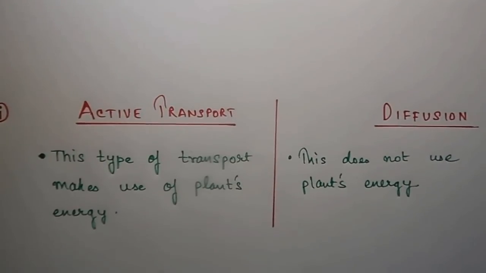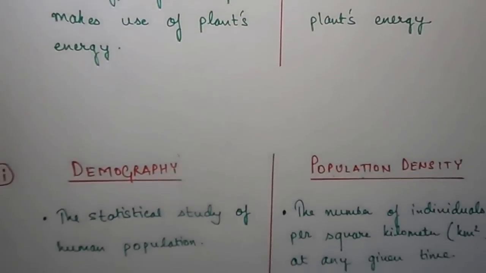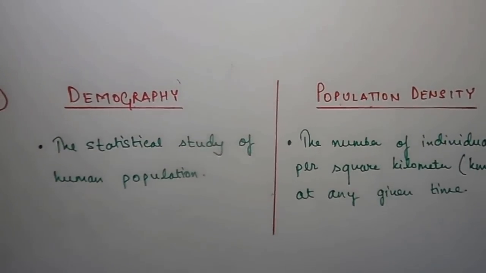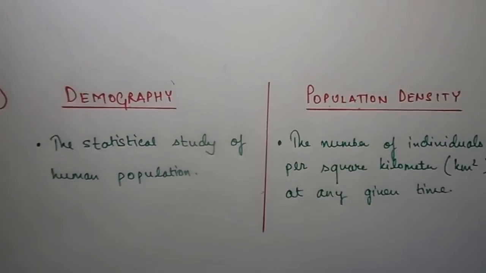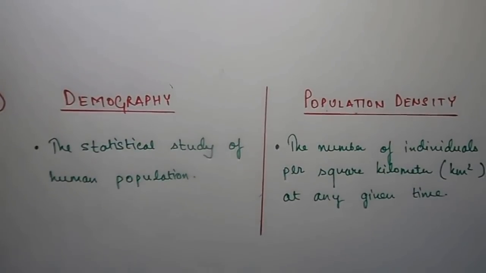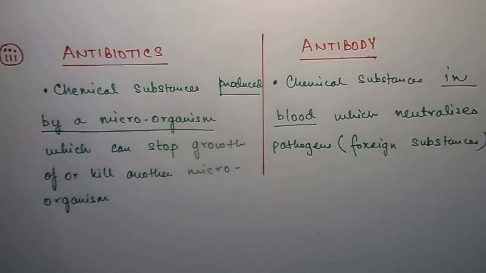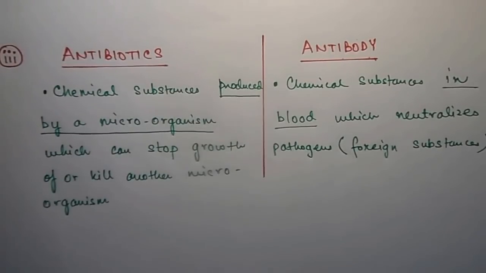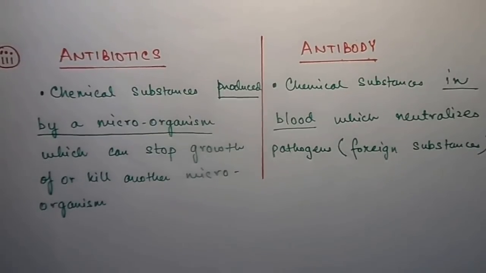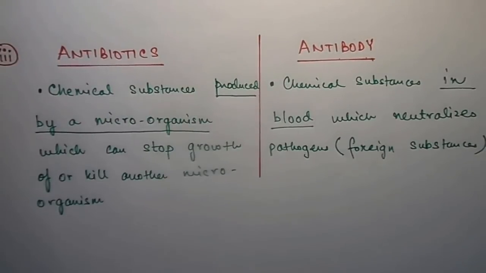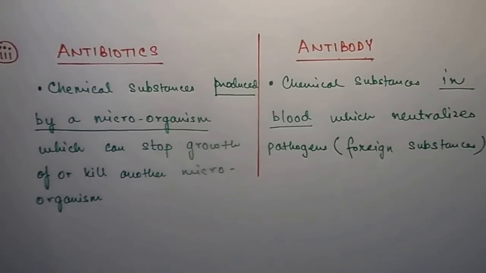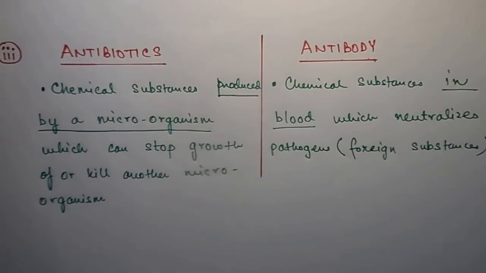The second one is demography and population density, and you have to differentiate on the basis of definition. Demography is the statistical study of human population, whereas population density is the number of individuals per square kilometer at any given time. The third one is antibiotics and antibody, on the basis of source. Antibiotics are chemical substances produced by microorganisms, and antibodies are chemical substances in blood which neutralize pathogens. I have also given you the definition, but you do not need to write them. You can write just the source.